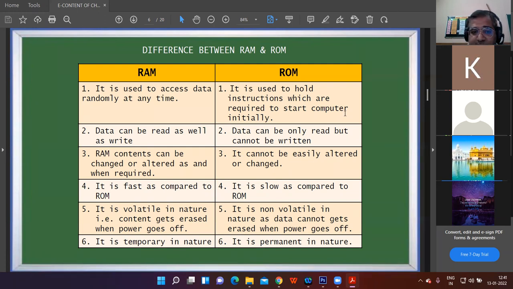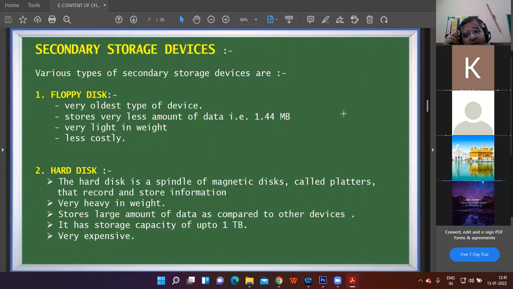All right. Now these are the secondary storage devices. First is floppy disk, the oldest type of device, easily breakable, very light in weight, very less costly, and it is used to store a very small amount of data, just 1.44 MB. Okay.